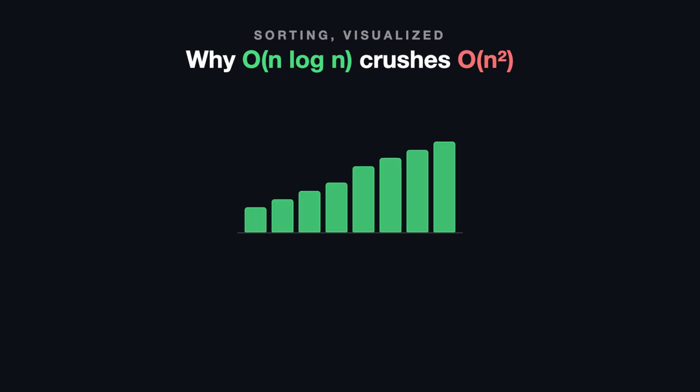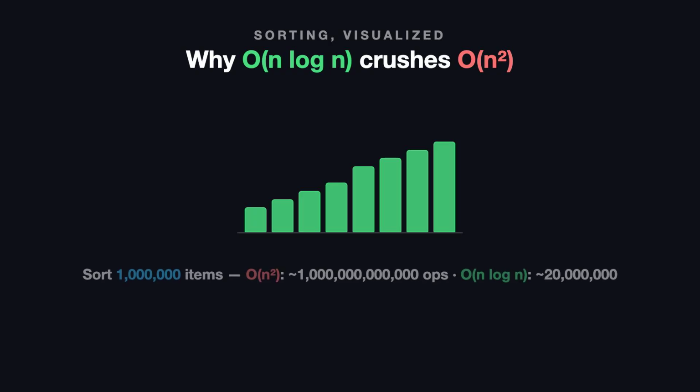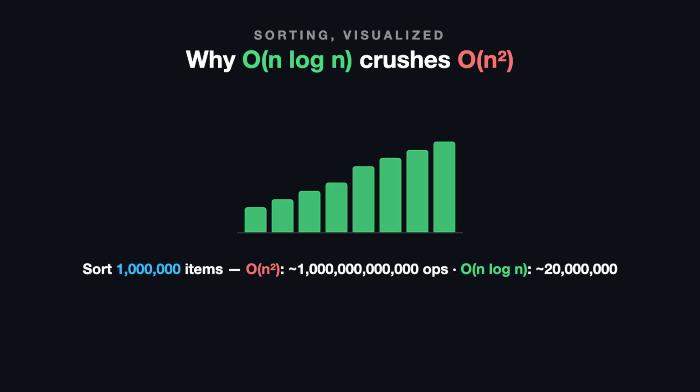Sorting 1 million items with a slow algorithm takes about 1 trillion operations, that is a 1 with 12 zeros. A fast algorithm sorts that same million in about 20 million operations. Same job. The slow way is roughly 50,000 times more work. That is the gap between seconds and hours. Let me show you exactly where it comes from, visually.